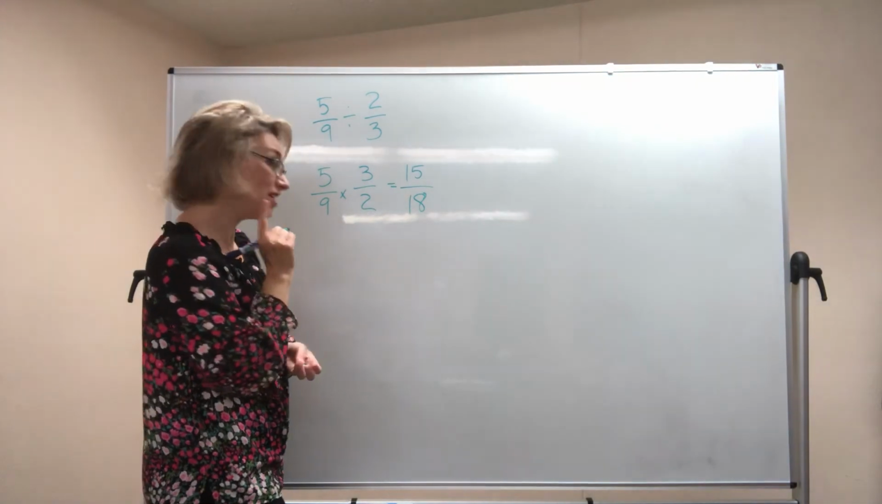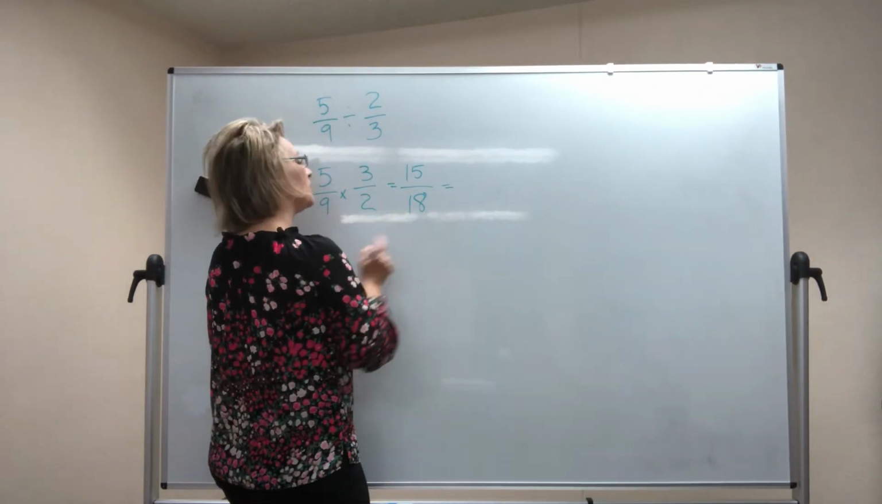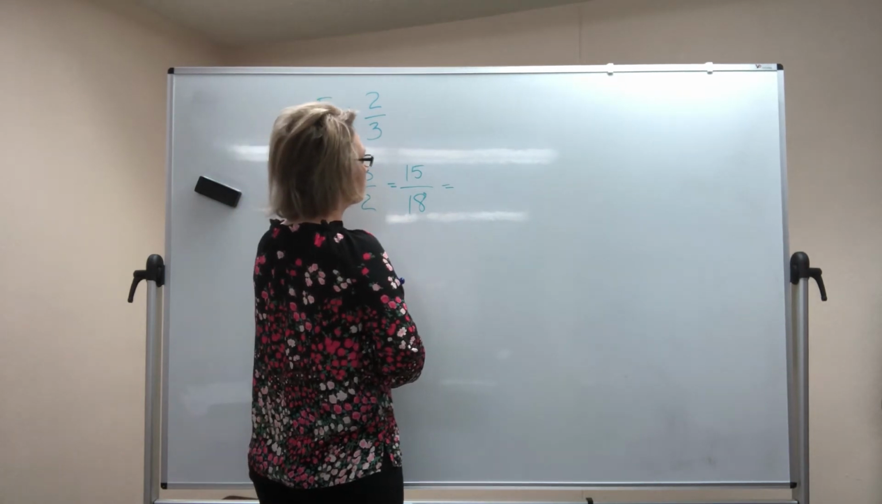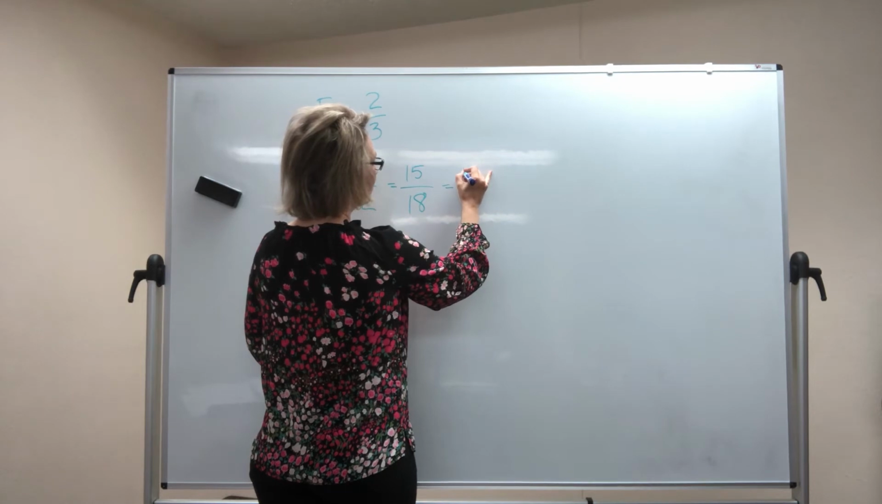Now we have to see if we can reduce our answer. What number would go into both the top and the bottom evenly? I know that 3 would. So 15 divided by 3 is 5.